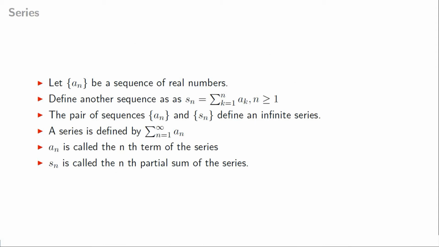Next, we shall discuss some basic concepts of series. Let An be a sequence of real numbers. Define another sequence as Sn equal to summation k from 1 to n of ak. The pair of sequences An and Sn define an infinite series. So a series is defined by summation n from 1 to infinity of An, where An is called the nth term of the series and Sn is called the nth partial sum of the series.